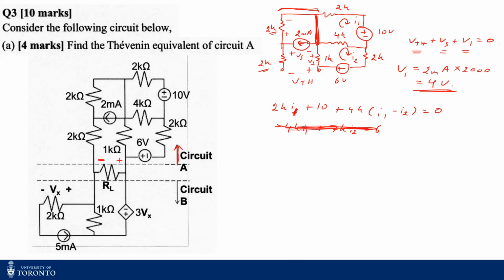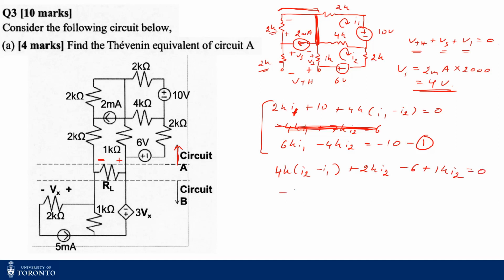Okay, this is for the other one. I'll get 6KI1 minus 4KI2 equal to minus 10. So this is what I'll get, right? Now for loop 2, I'm assuming I2 is greater than I1. So therefore my mesh equation will be this one. Now when I simplify, I'll get 4KI1 plus 7KI2 is equal to 6. So now for two loops, I have two equations, two variables, I1 and I2.